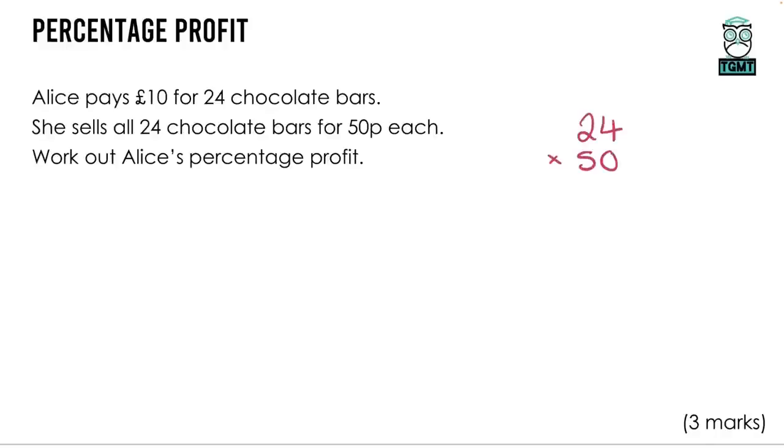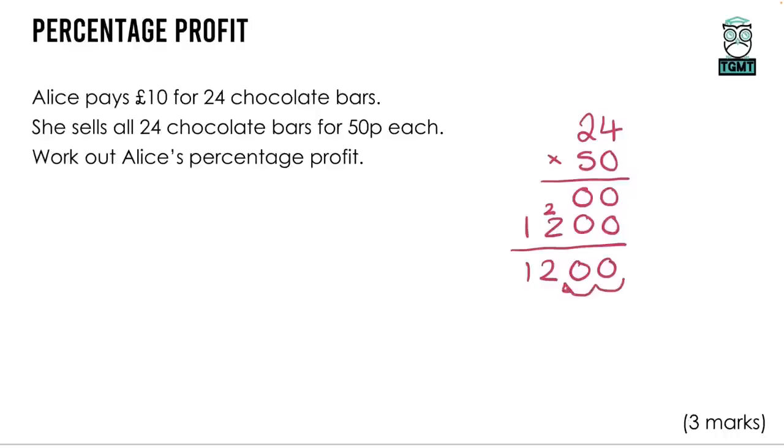Now you might know what that is already. That's absolutely fine if you want to just apply a mental arithmetic method, but 0 times 4 is 0 and 0 times 2. Placeholder in for the 5, so 5 times 4 is 20, 5 times 2 is 10, plus the 2 is 12. There we go, and we get 1,200 pence, which if we convert that into pounds is £12. So there we go. She sells all of these for £12.